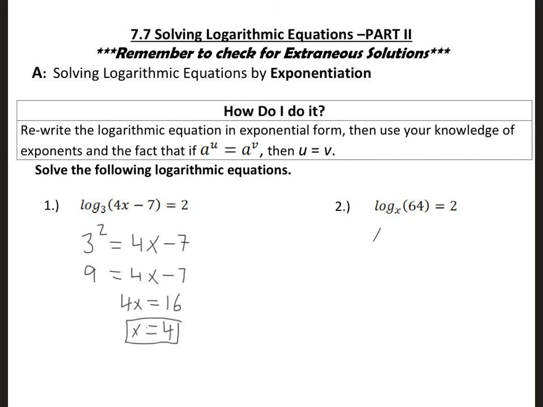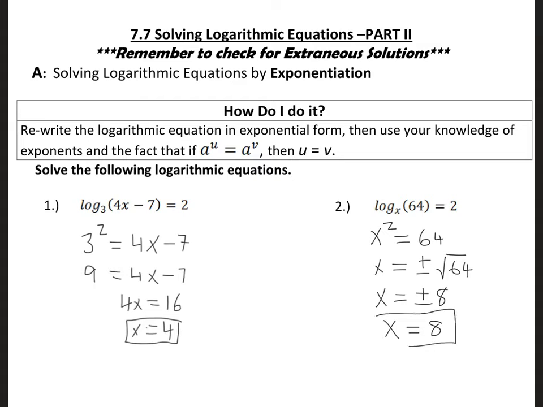Next one, so I write x raised to power 2 is equal to 64. So what does that mean? So x is equal to plus or minus square root of 64, which is equal to plus or minus 8. But what do I know? The base cannot be negative. So I know the only valid answer is 8, positive. So the negative 8 is an extraneous solution.